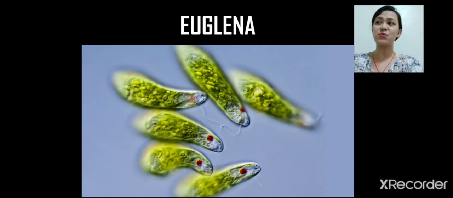But some protozoans may live in a symbiotic relationship with other organisms, such as termites. They actually have protozoans in their gut in order for them to digest cellulose from the wood that they eat. Okay.